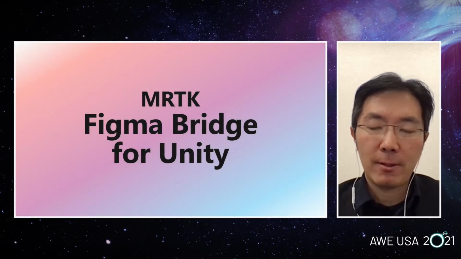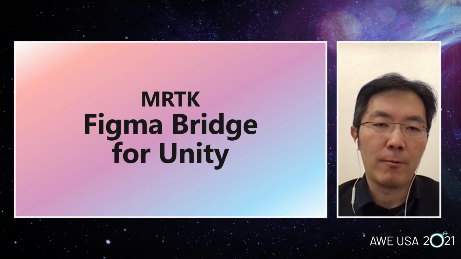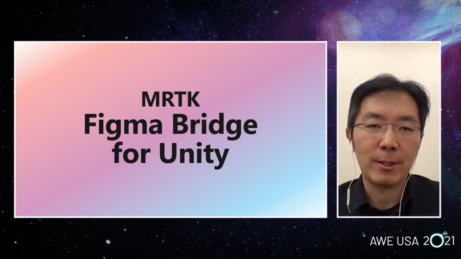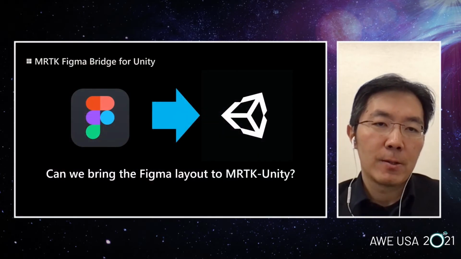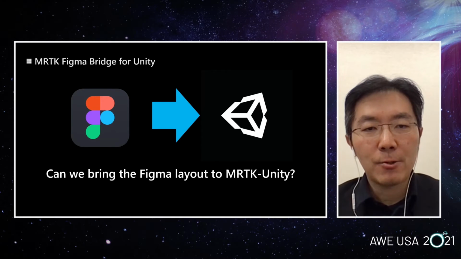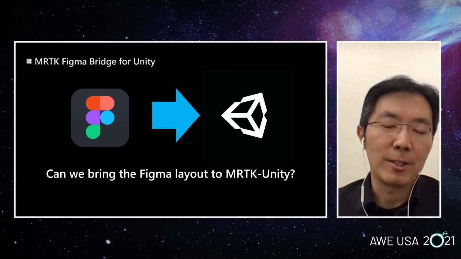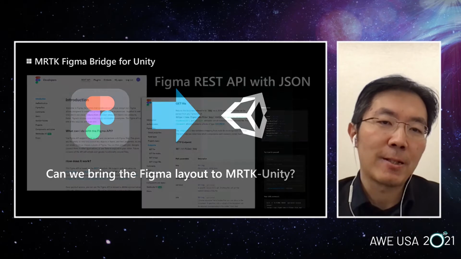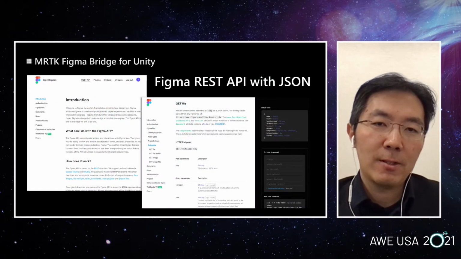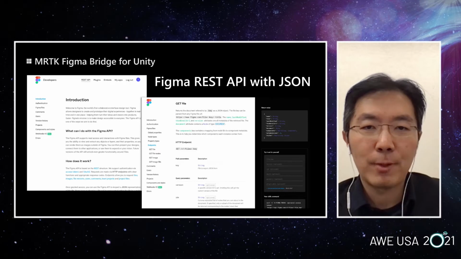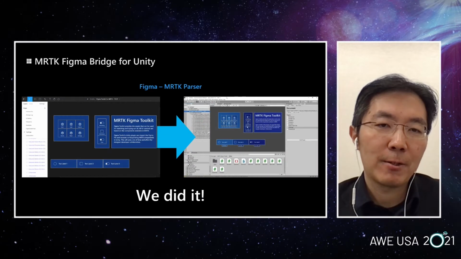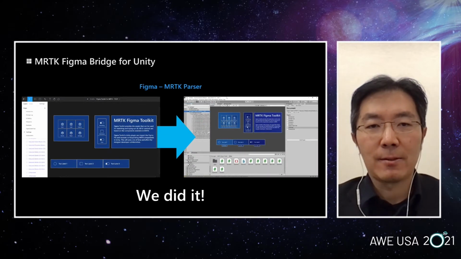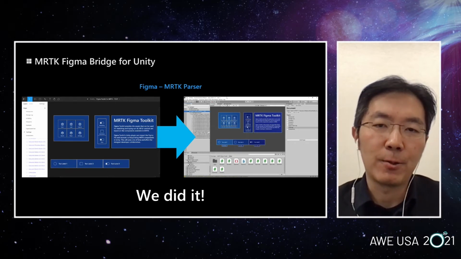So that was the Figma design file. We thought it would be super helpful for designers and creators designing UI, but we didn't stop there. We started thinking, can you actually bring the Figma layout into Unity? If it's possible, that'd be amazing. So we did some research and found that Figma actually provides a REST API in JSON format. So our team created a parser that parses Figma JSON format files into MRTK's UI components.